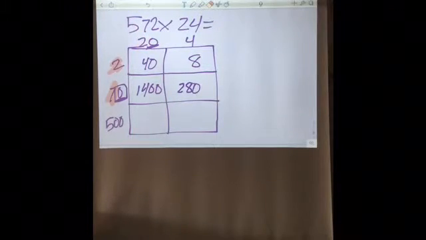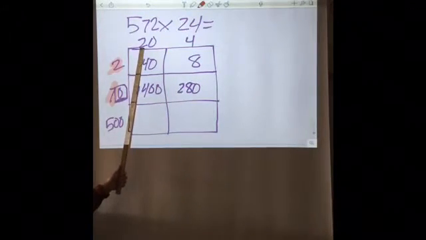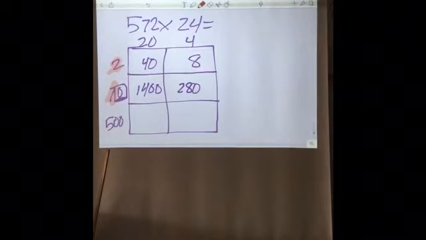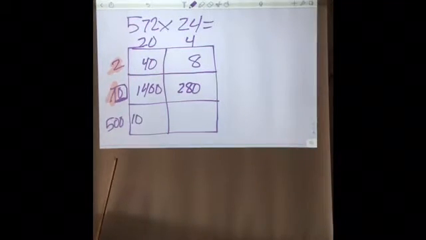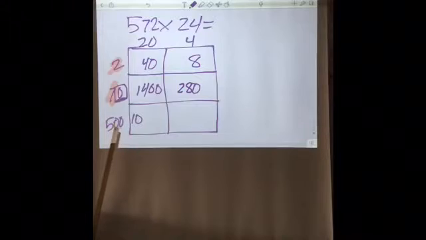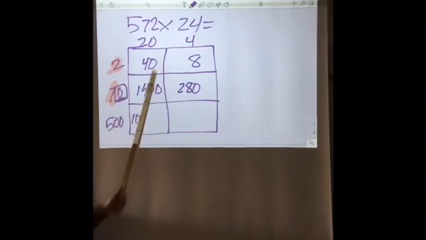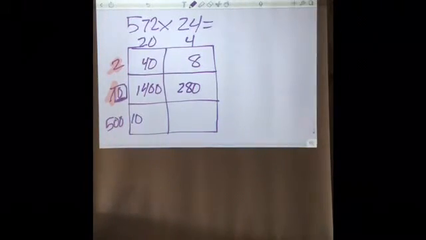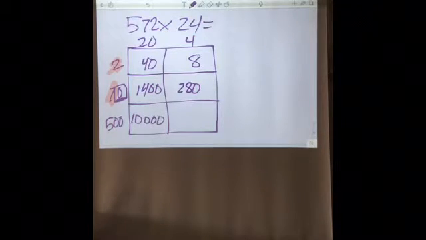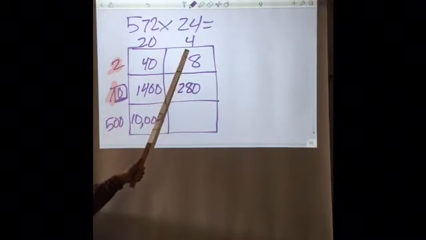Let me get rid of some of this color and stuff, okay? All right, what would be the easy way to do this problem? 5 times 2 is 10. And how many zeros do I have? 3. I've got 1, 2, 3 zeros, so I have to follow it with 3 zeros. Wow, that's a big number, isn't it? Gives us 10,000.